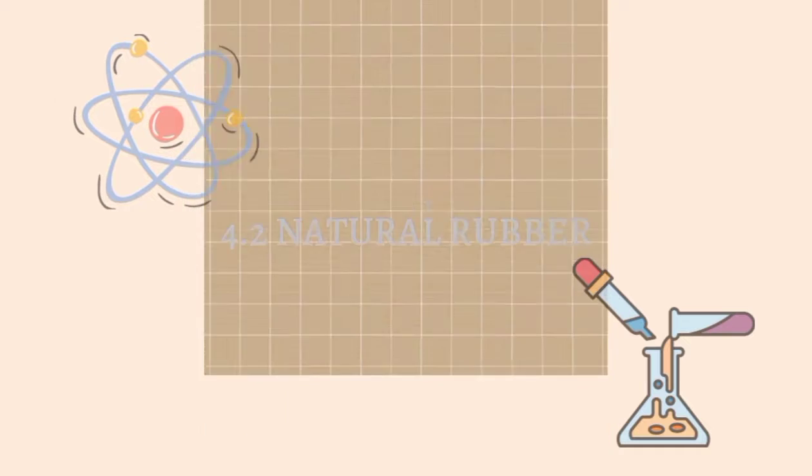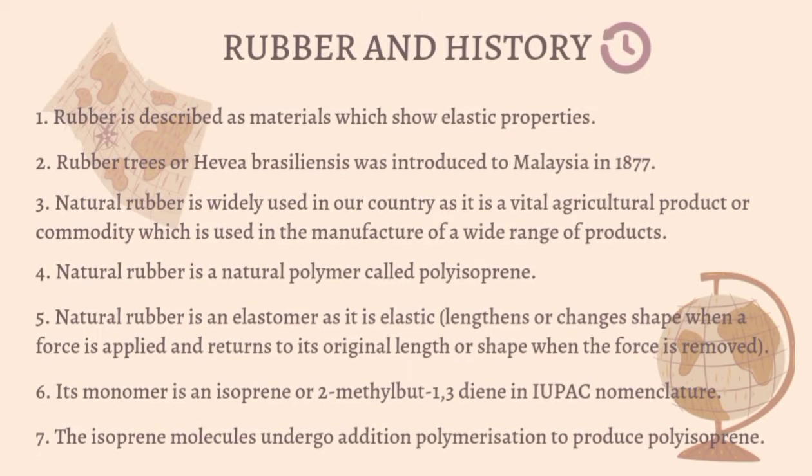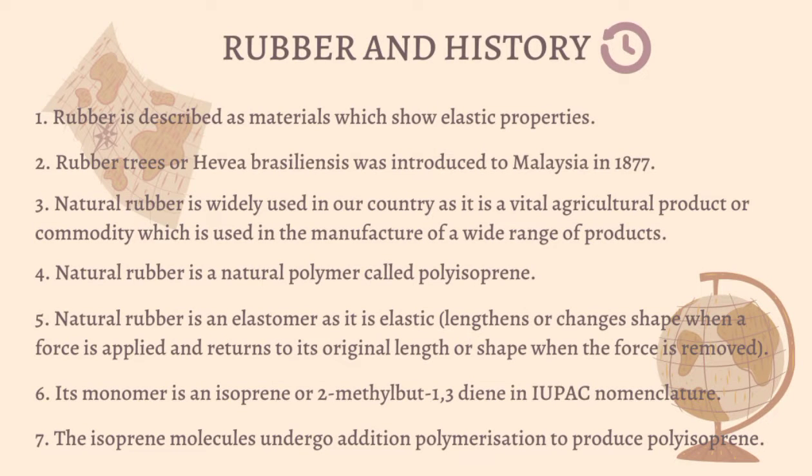Natural rubber. Rubber and history. Rubber is described as material which shows elastic properties. Rubber trees, or Hevea brasiliensis, were introduced to Malaysia in 1877. Natural rubber is widely used in our country as it is a vital agriculture product or commodity, which is used in the manufacture of a wide range of products.